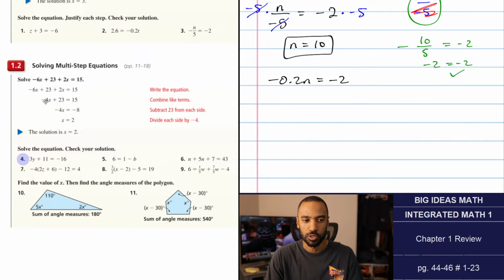-4x plus 23 equals 15. Left side is simplified, right side is simplified. Your goal to solve for x is now going to involve isolating your variable term. They subtract 23 from both sides of the equation. They didn't show it, but they wrote it. They subtract 23 from each side.